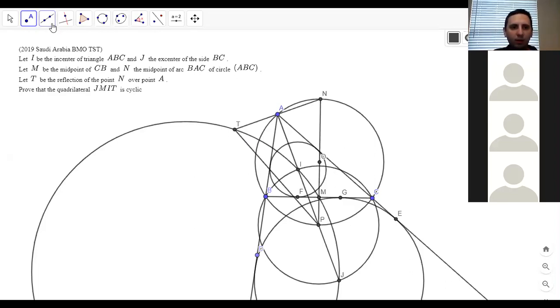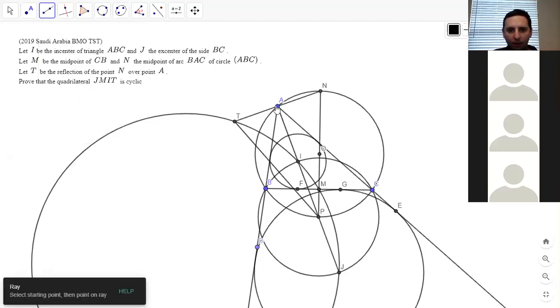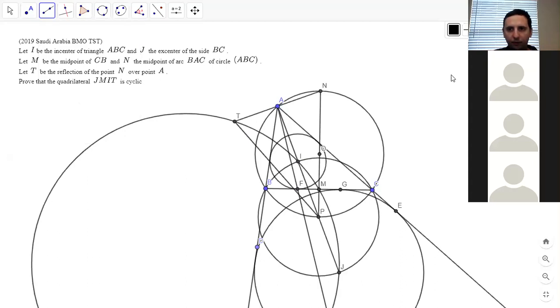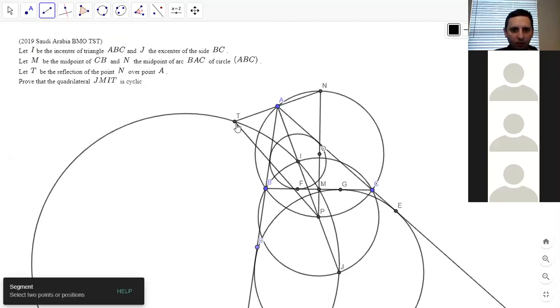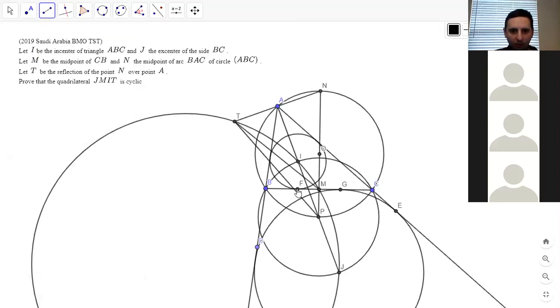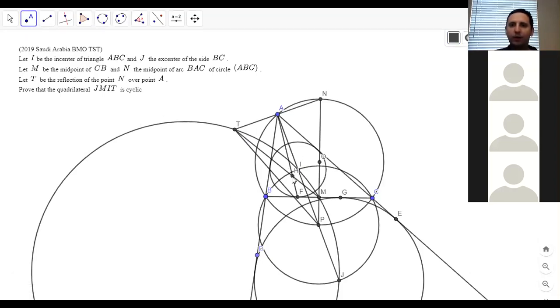Intersect AF with MT. Okay. Actually, let me just draw the segment instead of the ray. I see someone wrote something in the chat. So that's H. Oh, looks like Nguyen has a solution. So Nguyen is trying to show IMJ plus ITJ is 180. So IMJ plus ITJ is IMJ plus INJ.